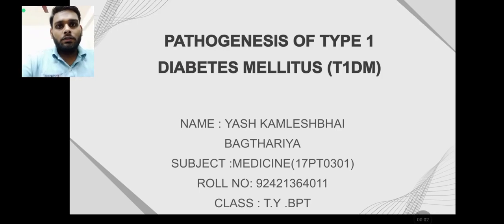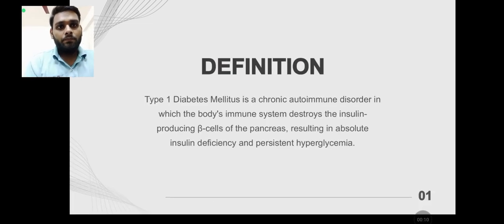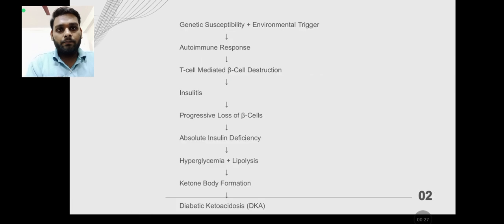Hello, myself Yaspak Taria. Today I am going to explain a topic from the subject medicine: the pathogenesis of type 1 diabetes mellitus. First of all, the definition: type 1 diabetes mellitus is a chronic autoimmune disorder in which the body's immune system destroys the insulin-producing beta cells of the pancreas, resulting in absolute insulin deficiency and persistent hyperglycemia.